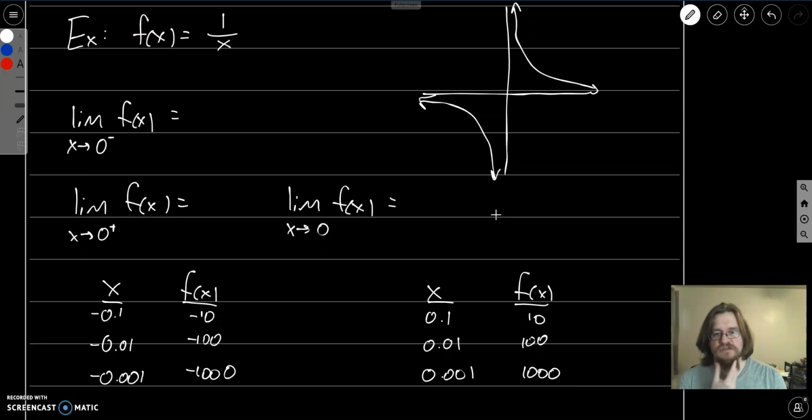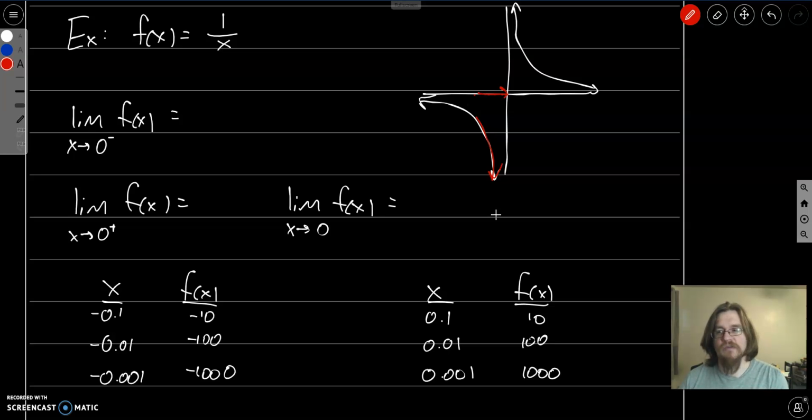So as we approach 0 from the left-hand side, if I plug in some numbers that are slightly more negative than 0, say negative 0.1, negative 0.01, negative 0.001, well, I'm just taking 1 and I'm dividing by that. So 1 divided by negative 1/10 is negative 10. 1 divided by negative 100th is negative 100. 1 divided by negative 1000th is negative 1000. So as x approaches 0 from the left-hand side, what happens to my function height? We're going down. And in fact, we're never going to stop going down.